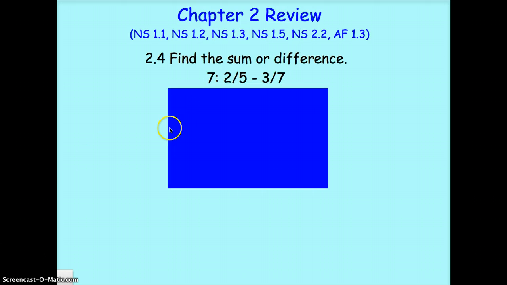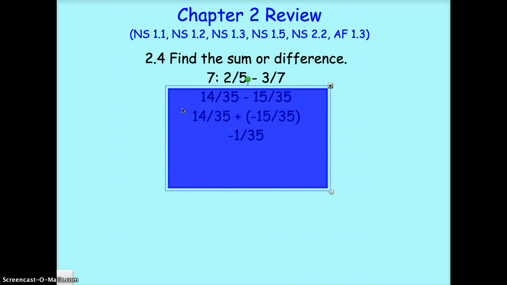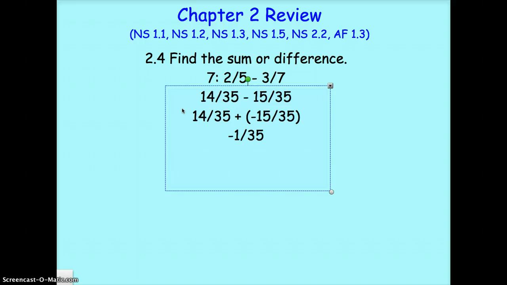Okay, 2.4, find the sum or difference. This time we do not have common denominators. And I have 2/5 minus 3/7. My LCD between 5 and 7. Go ahead and find it and solve. Hopefully you knew that was 35. I just skip, change. 14 plus negative 15, secretly subtract and get negative 1/35.